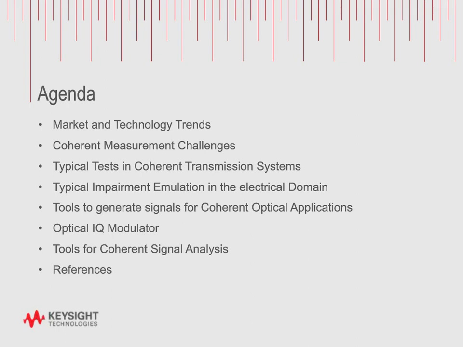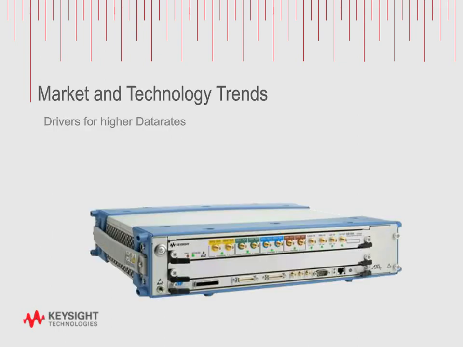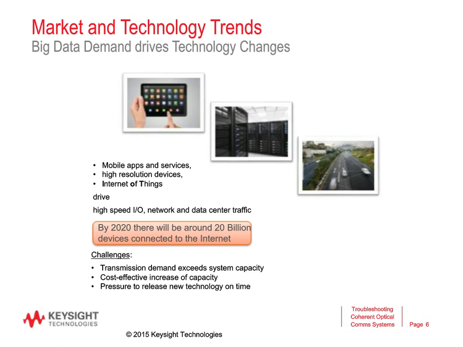So in terms of technology trends, there's currently a movement where people tend to use more and more bandwidth in current applications, so mobile apps and services. We have high-resolution devices that are eating up a lot of bandwidth, and last but not least, we see a lot of things going on around the Internet of Things, where even your refrigerator is connected to the Internet. These applications mainly drive high-speed I/O networks and also the throughput in data centers.